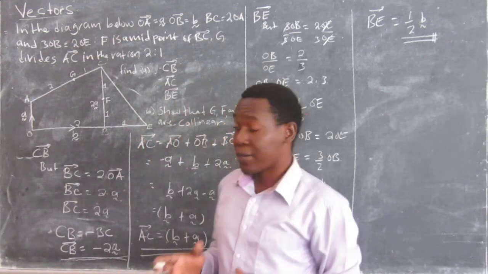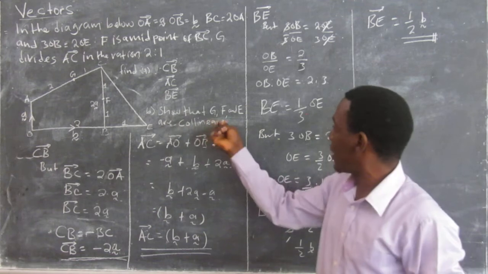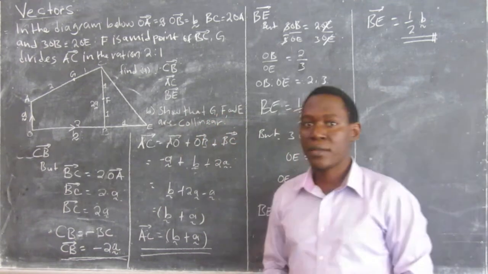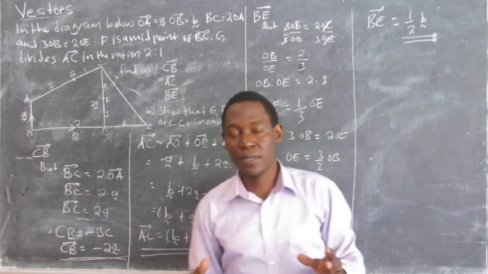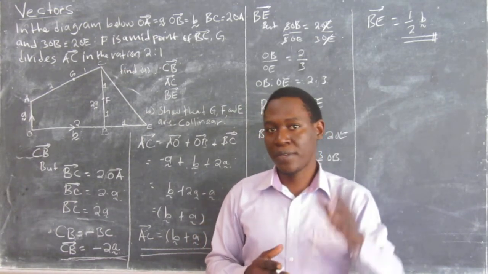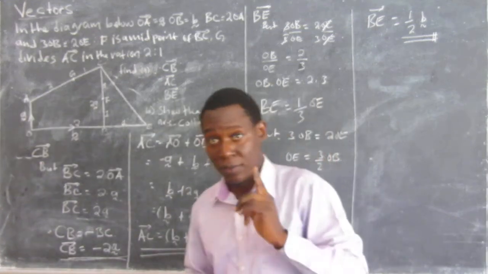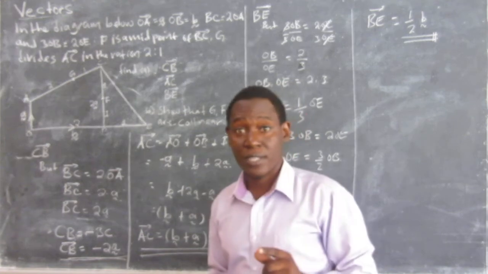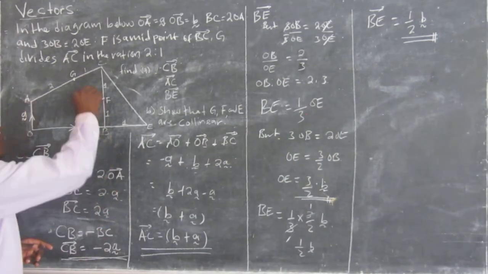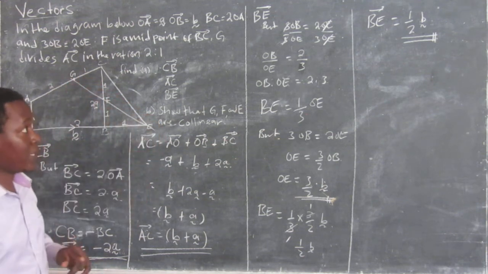Now, the second part of this question was asking us that we should show that the points D, F, E are collinear. When they say the points are collinear, what do they mean? They mean these points should be on the same line. They appear in a straight line. In simple terms, they are parallel to each other. If they are parallel, they should have the same vector but different color. In this case, we want to show that these points here fall on the same line.